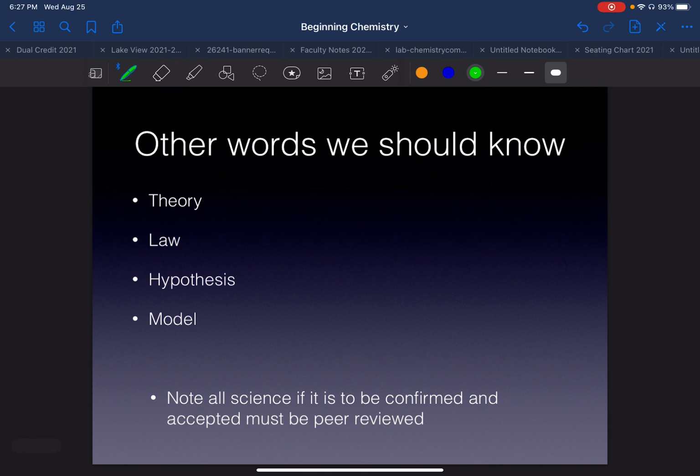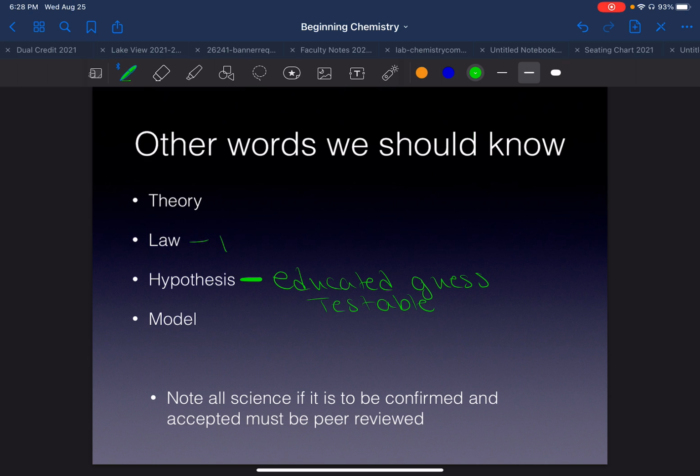Some other words that we should know: theory, law, hypothesis, and model. So I'm going to start with the hypothesis. You guys know this one from middle school. They're going to give you it's an educated guess. But I also like to say it's testable. So it's not just saying, well, I think green walls are cool. That's not a testable one, okay? But you could say, if I add 3 grams of sodium chloride, it will decrease my temperature by 5 degrees Celsius. That is a testable hypothesis.